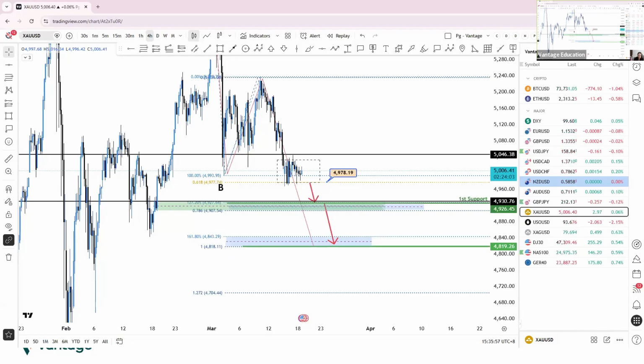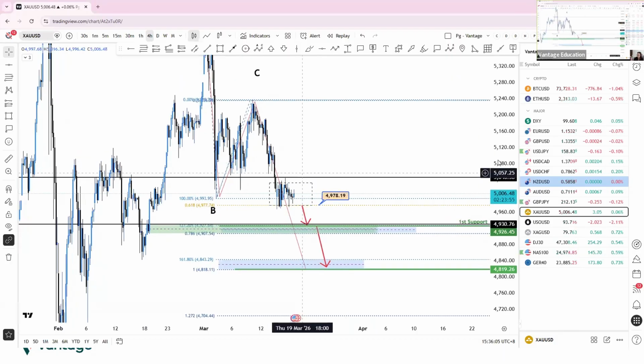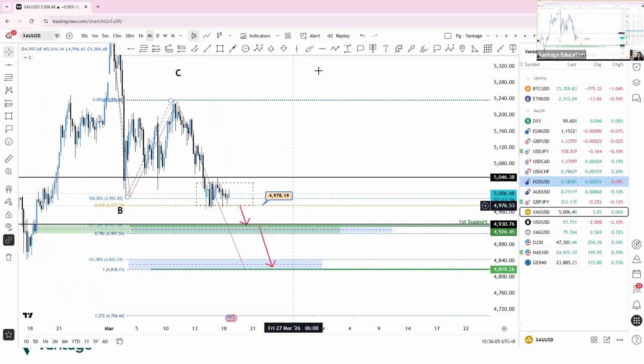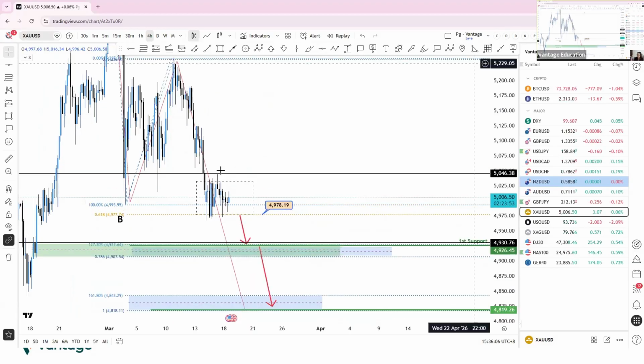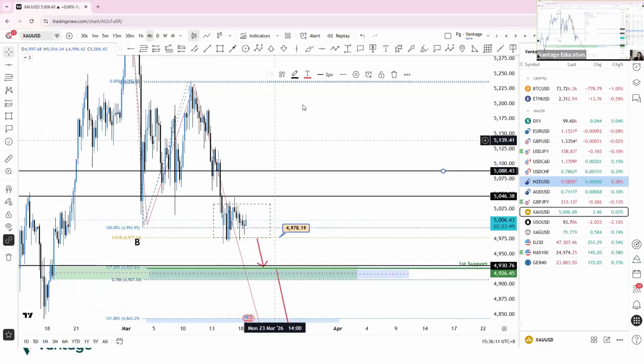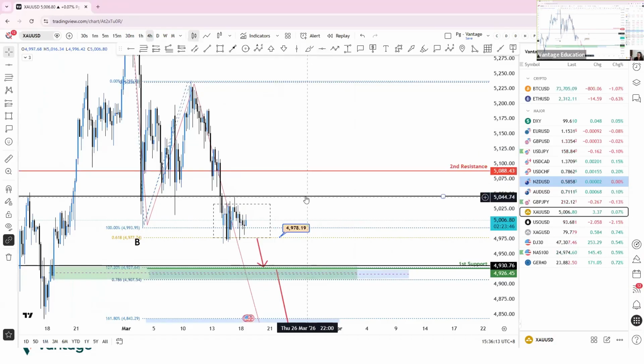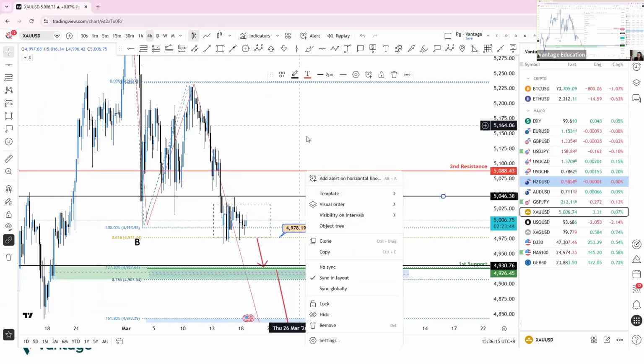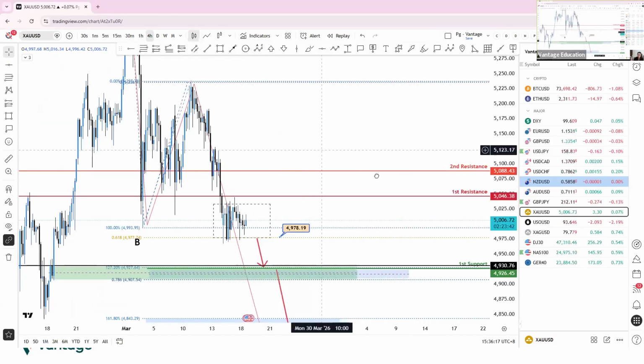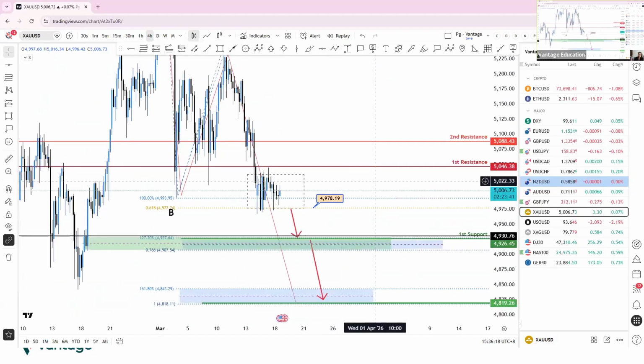I see the question. All right, so this is the plan. But if price closes above the box here in H4 with a body close above, what are you going to do? Then, with a close above, the next move is going to be the second resistance. This could be the first. Okay, this could be the first.